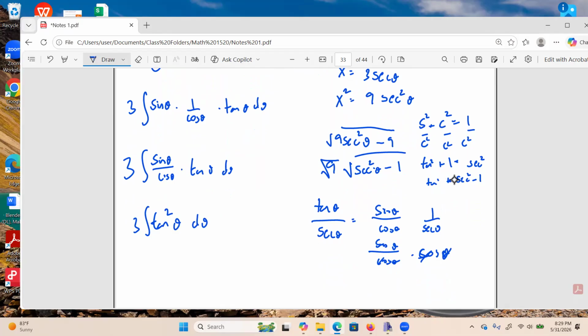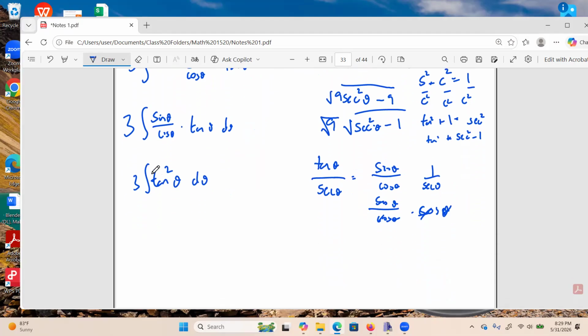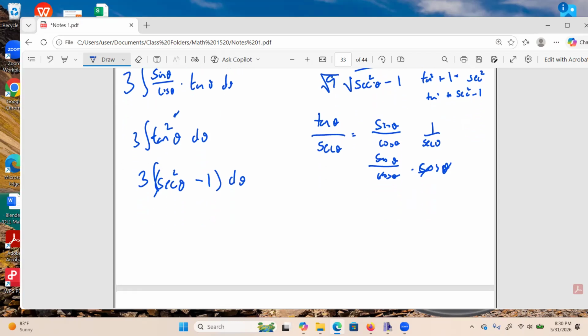Boy, it's a good thing I did this off to the side, isn't it? So we have tangent squared plus 1 is equal to secant squared. So I know that tangent squared is equal to secant squared minus 1. So we have a power of tangent we have to go. So this is 3 integral secant squared theta minus 1 d theta. I believe that's what we're looking at for this. Okay. So if you remember the integral of secant squared, that's tangent. So we have 3 tangent of theta minus theta plus c, because now we have an indefinite integral. Don't forget your plus c's.